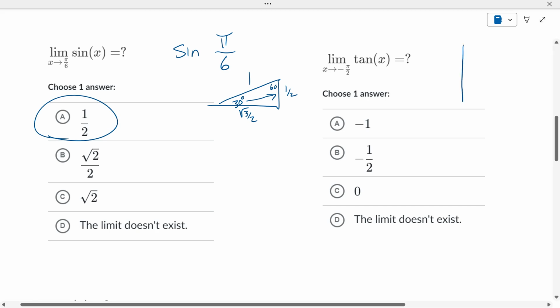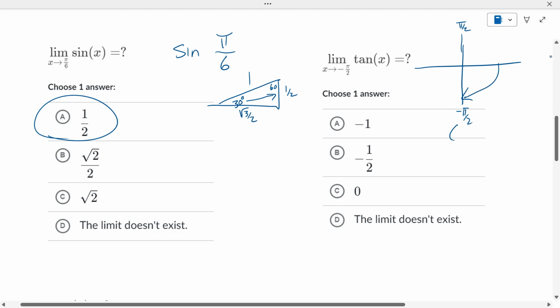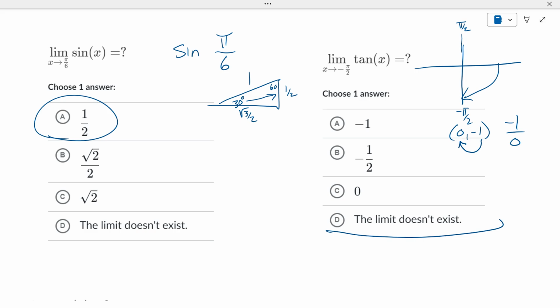Tangent of negative pi over 2, well, pi over 2 is up here. That's a 90-degree angle. So negative pi over 2 would be down here, which is the point 0, negative 1. So to find tangent, tangent is sine over cosine. What do we know about that? The limit does not exist.